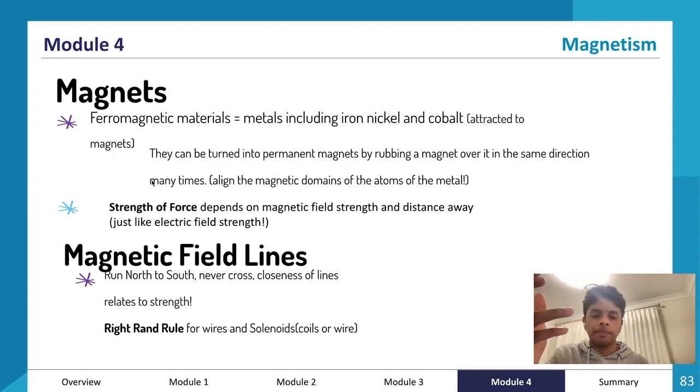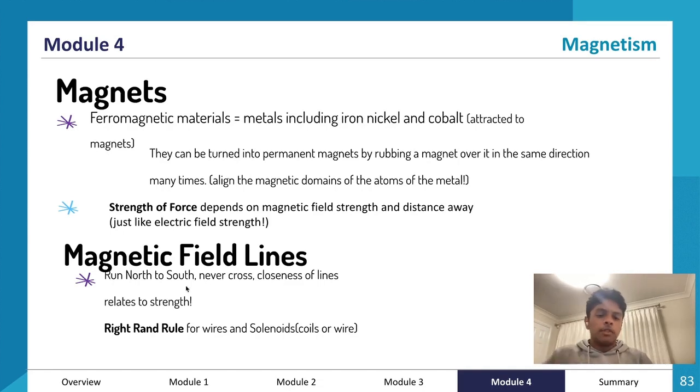Pretty cool. And the strength of the force of a magnetic field is denoted by the magnetic field strength and the distance away from the magnetic field we are. So the further away we go from Earth, the field strength stays the same, but the distance increases, and so the strength of the force we experience due to gravity decreases as well.